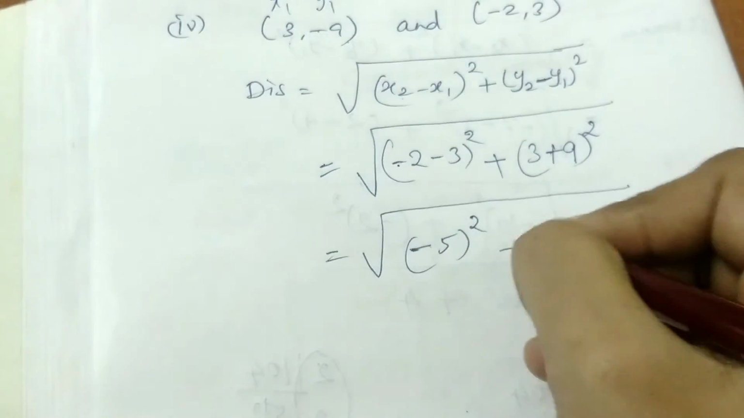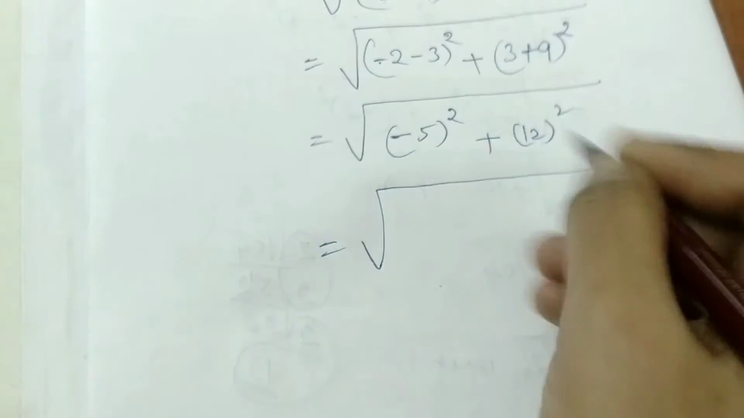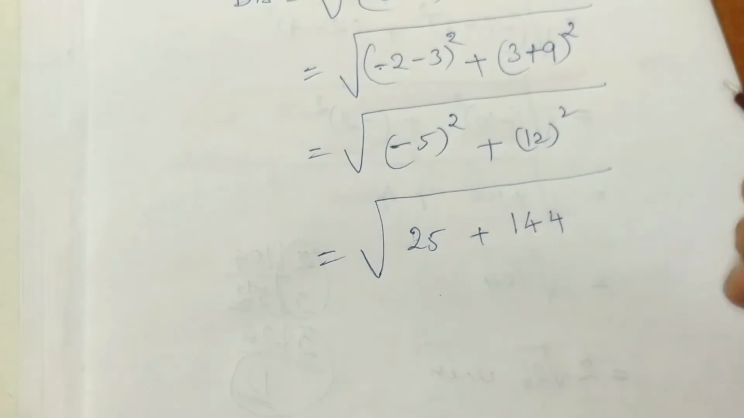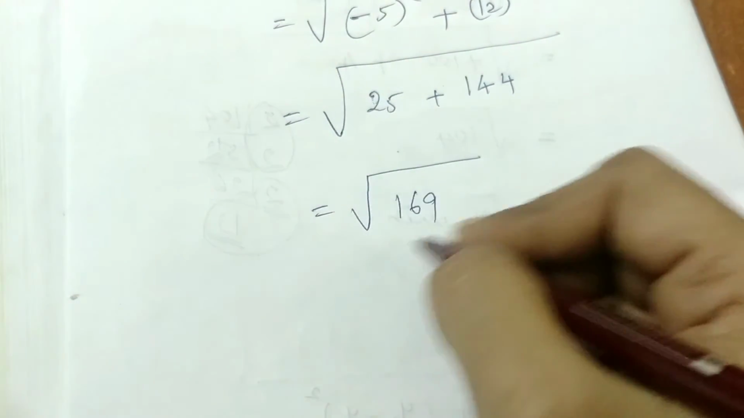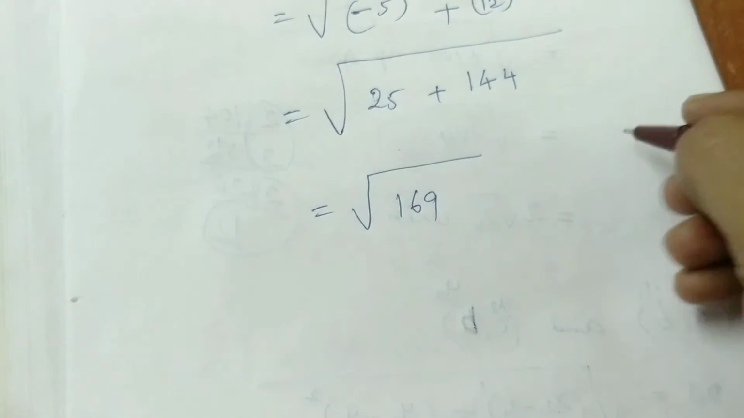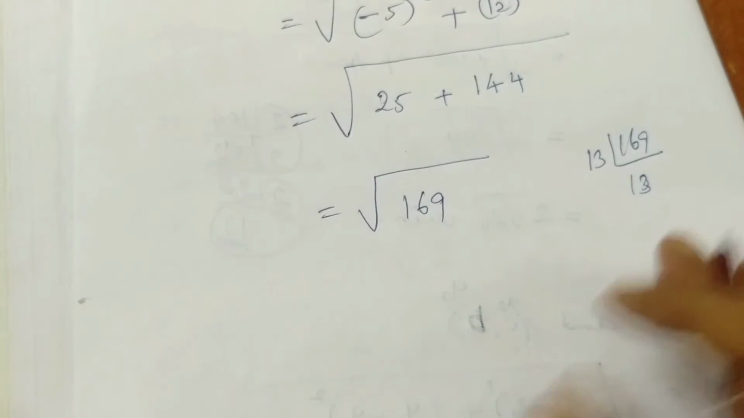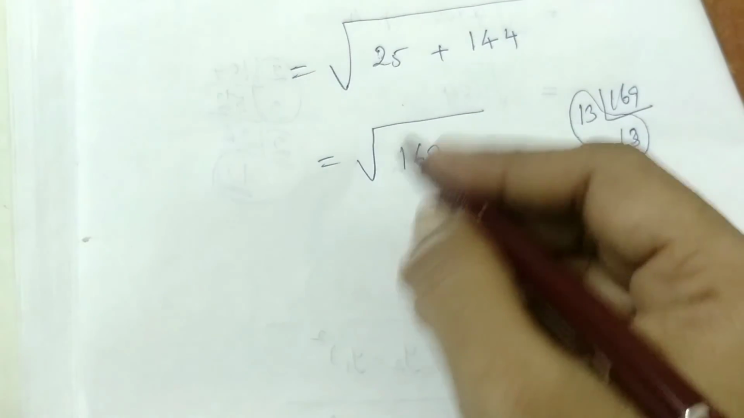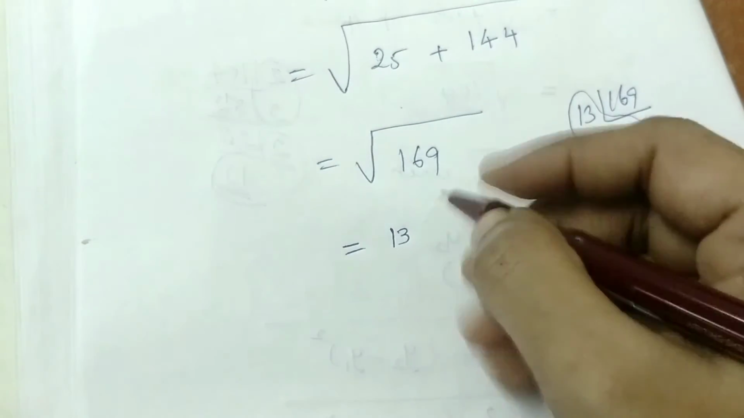Minus 5 the whole square plus 9 plus 3 is 12, 12 square. Again minus 5 the whole square is nothing but minus 5 into minus 5, so plus 25, plus 12 square is nothing but 144. Equal to square root of 169. So what is the value for square root of 169? 169 can be factorized as 13 into 13. So now we are having two 13s here. So the value of square root of 169 is nothing but 13 units. That's all.